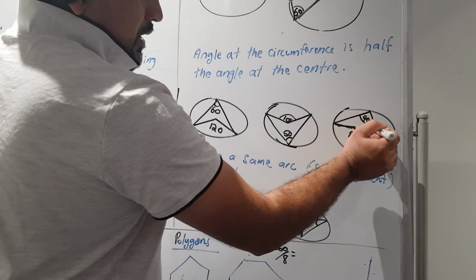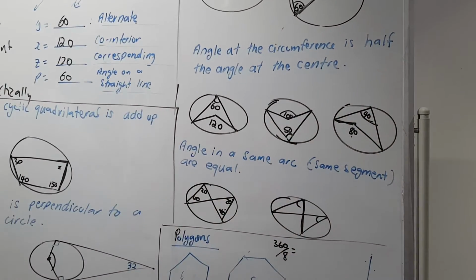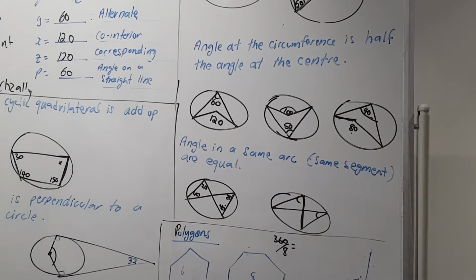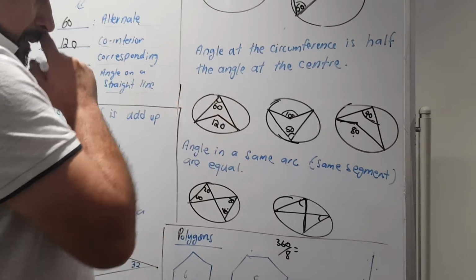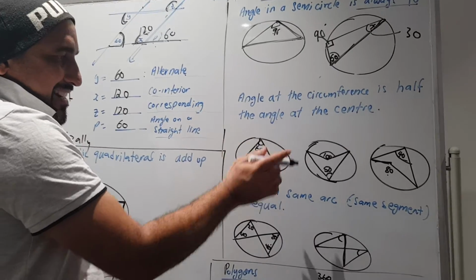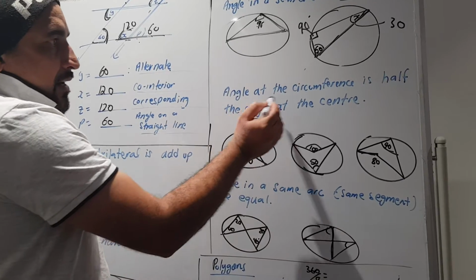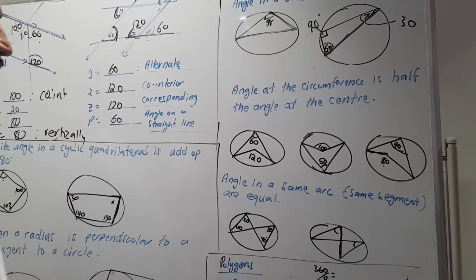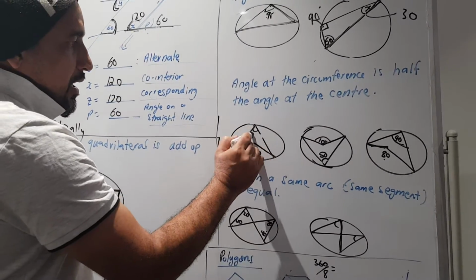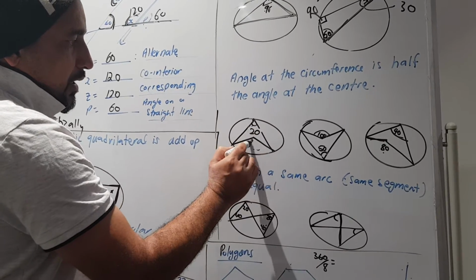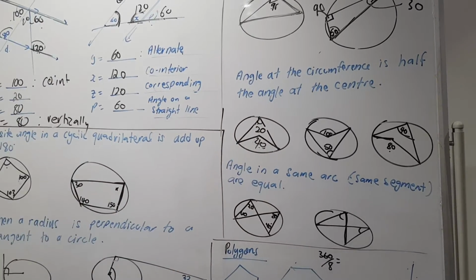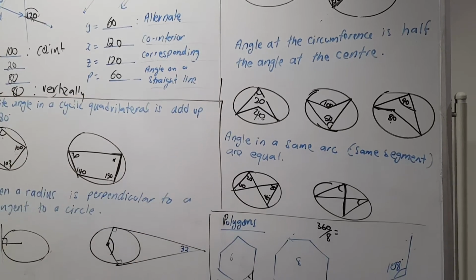If this is 40, this will be 180. It's more like an arrowhead. So if you see an arrowhead in a circle, this is the angle at the circumference, which is half the angle at the center. So if I say this is 20, then this will be 40. Okay. There's a second one, third one.